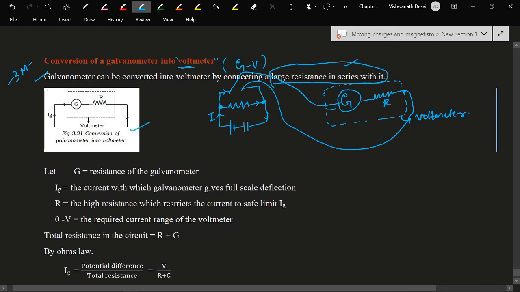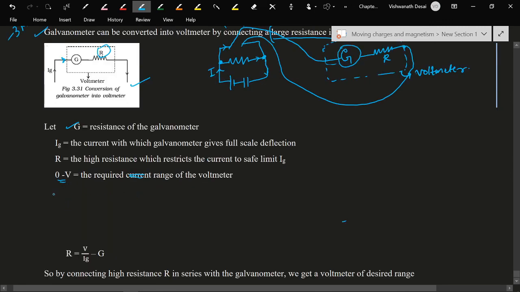So the resistor should be in series with the galvanometer, and the current which is flowing in it is a very small current. Here G is the resistance of the galvanometer and Ig is the current with which the galvanometer gives a full scale deflection. And what is R here? R is a very high resistor connected in series with the galvanometer. And here V is the required voltage range of the voltmeter.